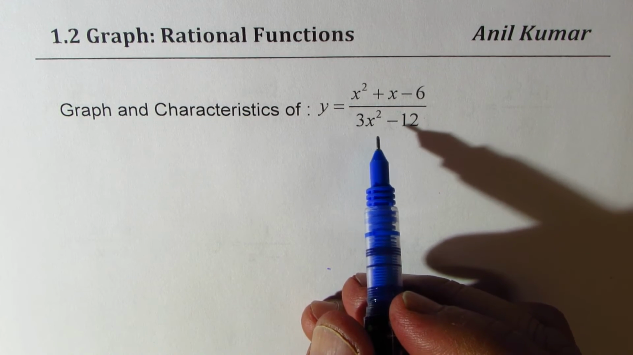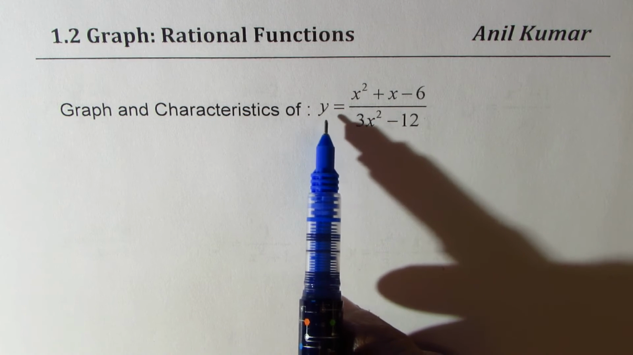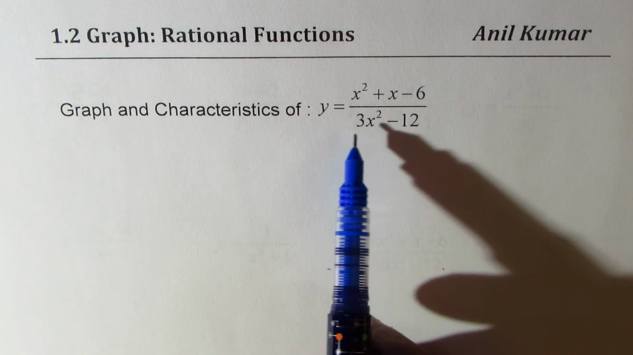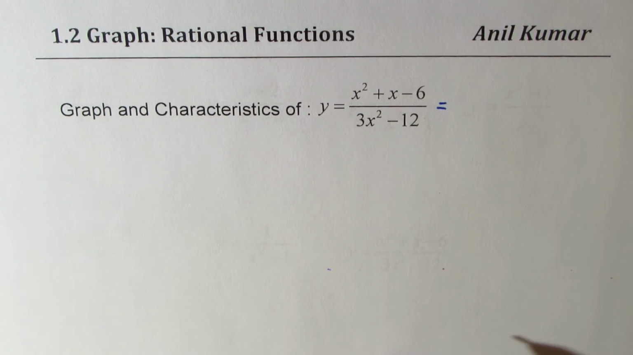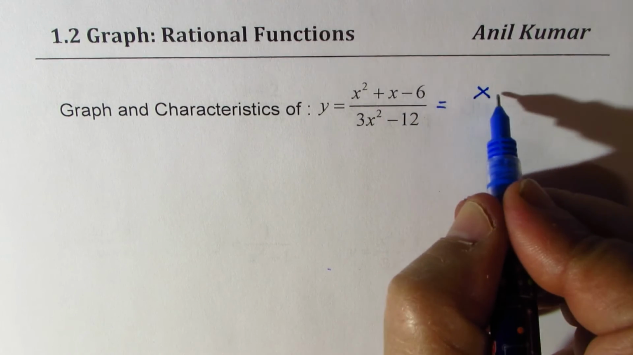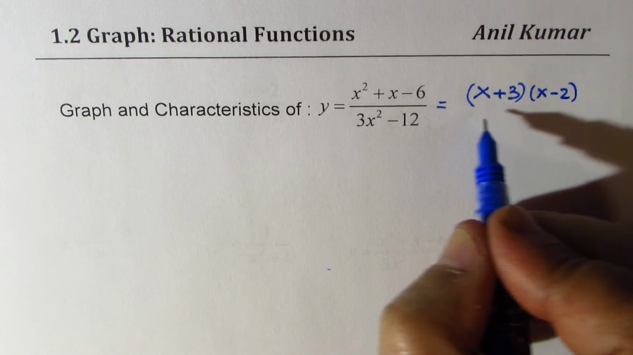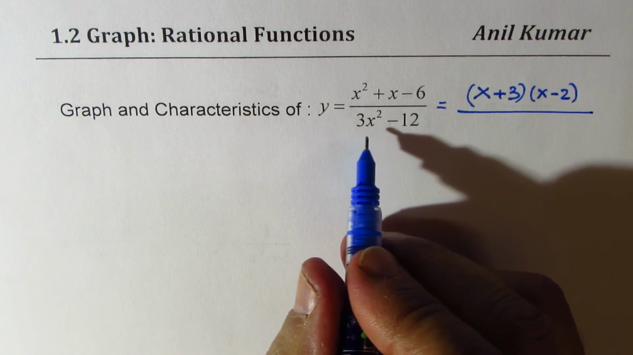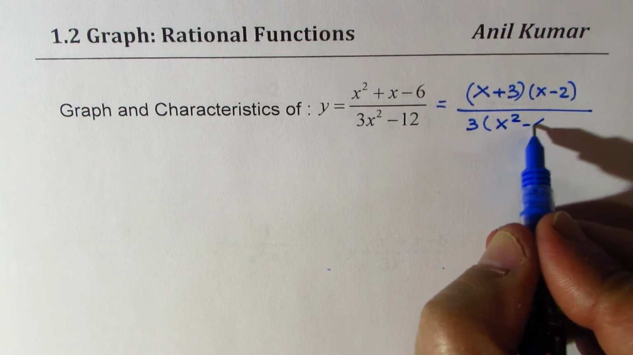I hope by now you have learned many techniques. You can actually pause the video, answer this question, and then look into my suggestions. We need to sketch the graph of y equals x squared plus x minus 6 divided by 3x squared minus 12. First step is to factor. Product of minus 6, sum of 1. So we get x plus 3 times x minus 2. In the denominator, I could factor 3.